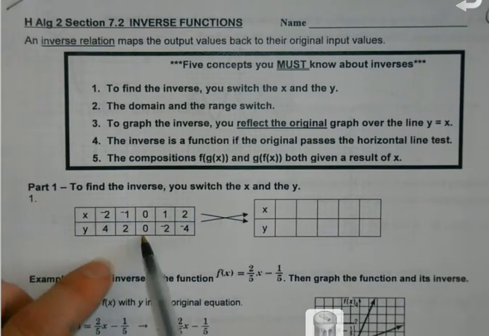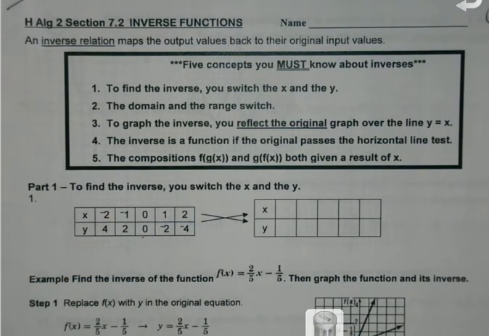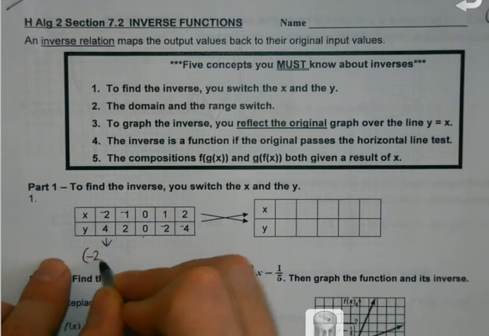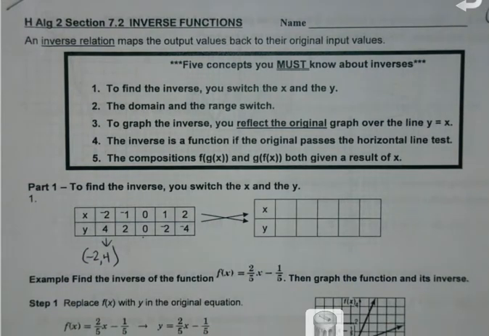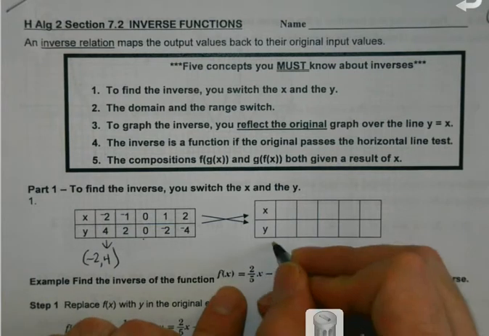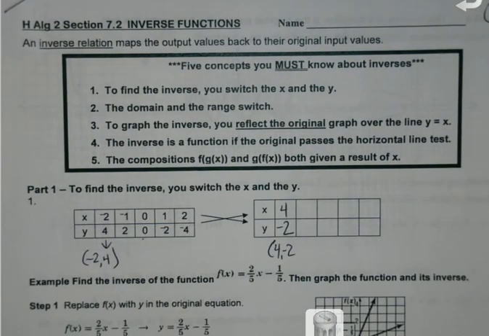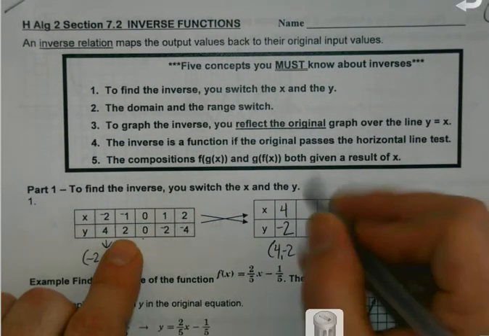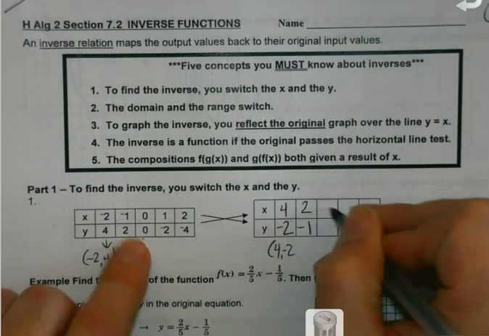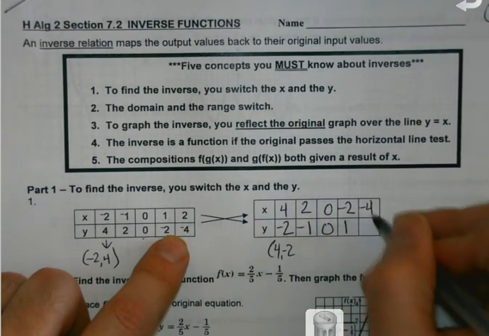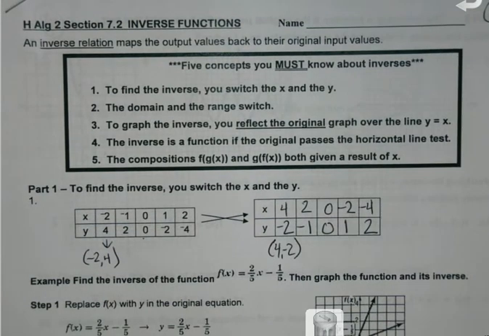If you're given a table, even if you're given coordinate points, all that you're doing to find the inverse is flipping them, switching them. So for instance here, if this had a coordinate point of -2, 4, which it does, to get to my coordinate over here, I would just switch the x and the y around. And I'm going to do that for every one of these if I was trying to find the inverse of this particular function, or maybe find out if it is a function or not.